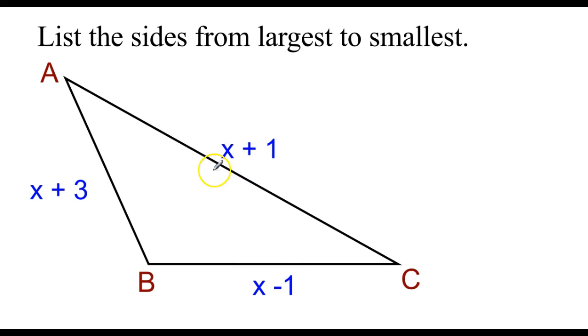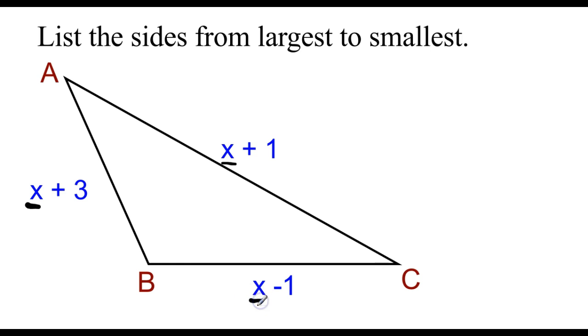Here's a case where AC looks to be the largest, but we don't go by looks. I don't care what you give me for x here. Any value for x, we know that x must be larger than 1, because if it's 1 or less than 1, you're going to get a negative or a 0 length here for BC, and we don't have a triangle.